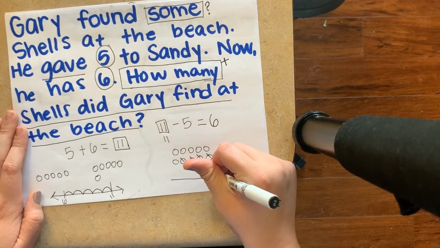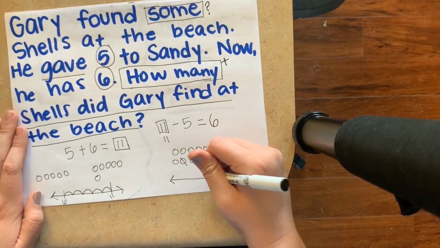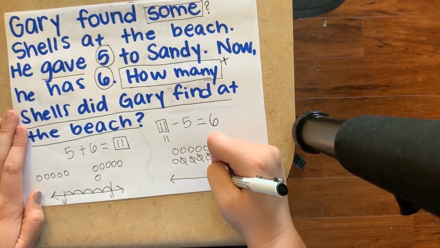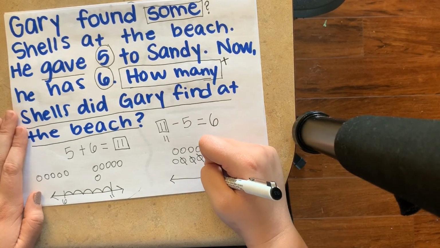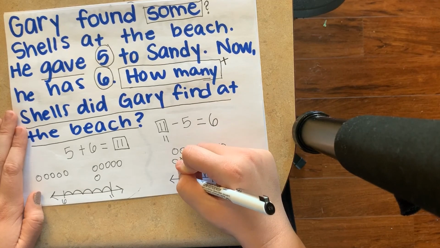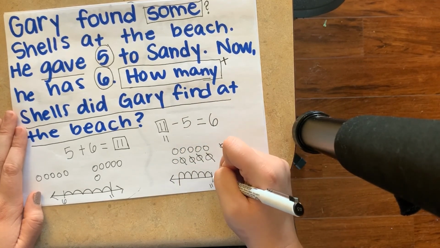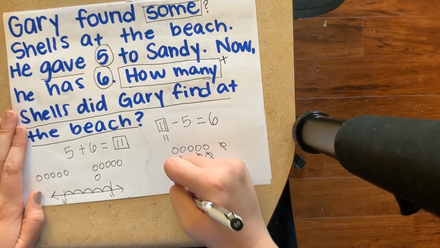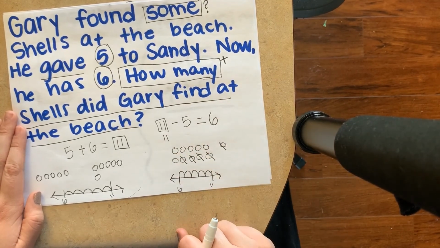I can do a number line over here and start backwards. 11. And hop back 5. 1, 2, 3, 4, 5. So 11, 10, 9, 8, 7, 6, which is correct.